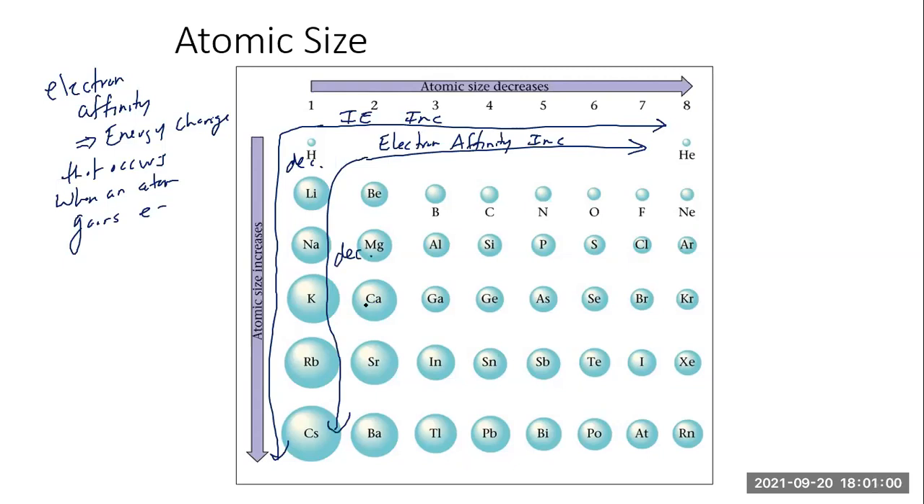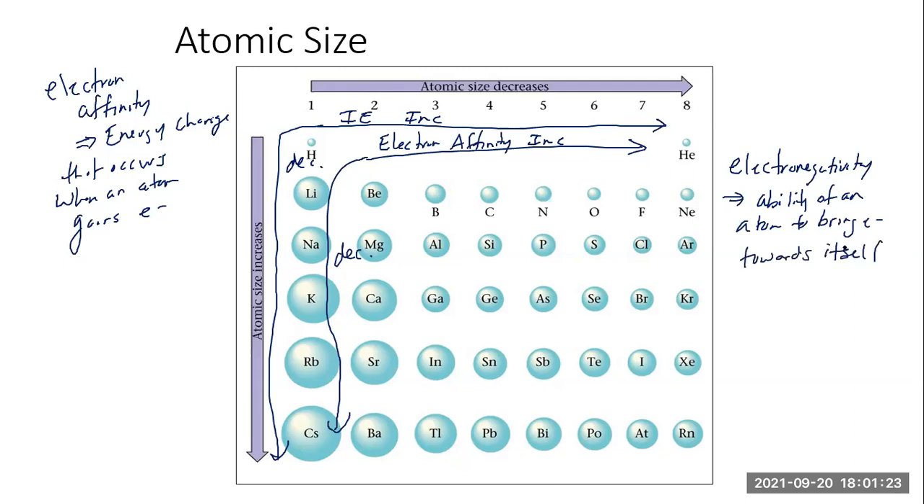Another really important thing is something that sometimes is confused with that, and that is what is known as electronegativity. Electronegativity is the ability of an atom to bring electrons towards itself. And that also increases as we go this way. Actually, fluorine right there is the most electronegative. And coming down, it decreases.